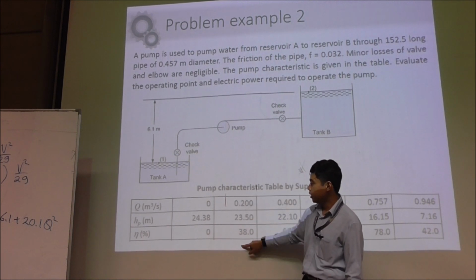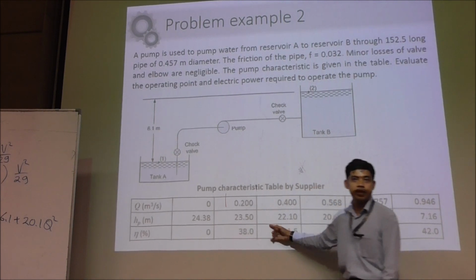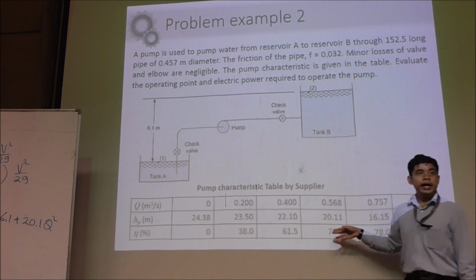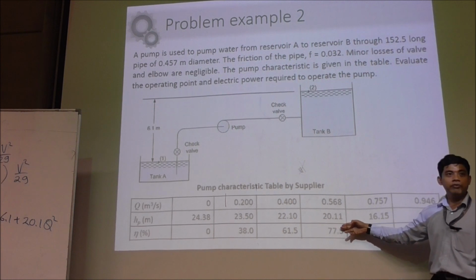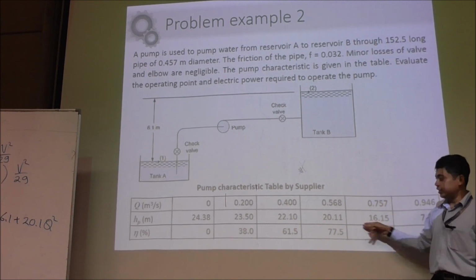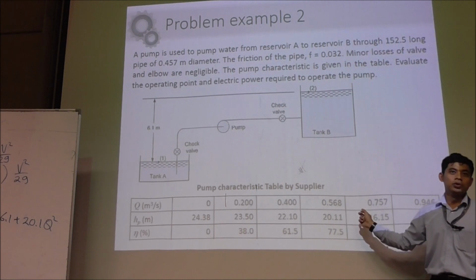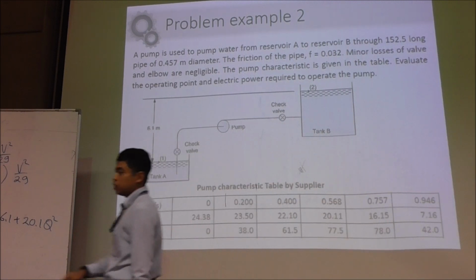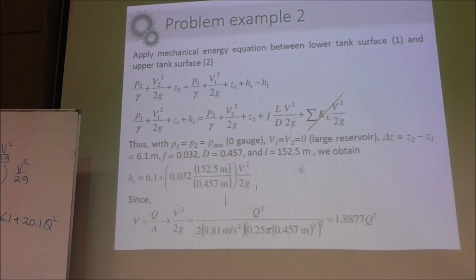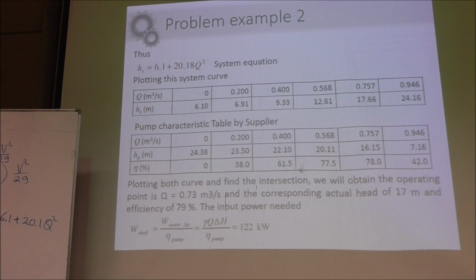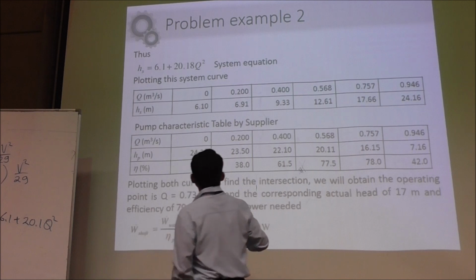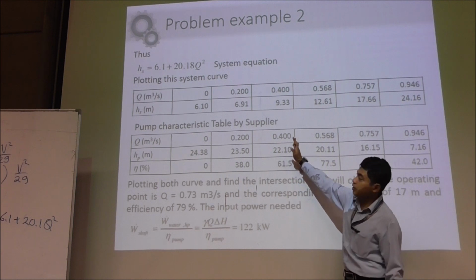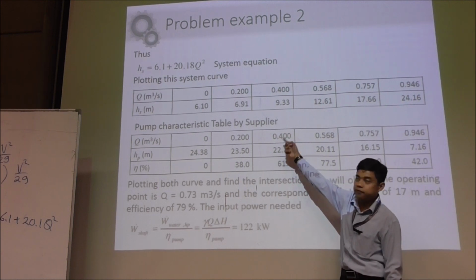Right? 0.2. HS and HP. Is it a match? No. Goes next. Until it gets close. But somehow after it gets close, it will diverge again. So you know that the operating point is between those two. In that case, you need to split that. You need to do some more calculation. That is your system curve. This is the pump characteristic curve supplied by the manufacturer.